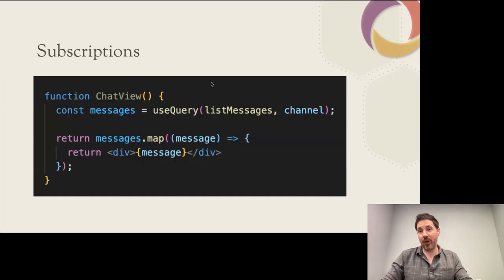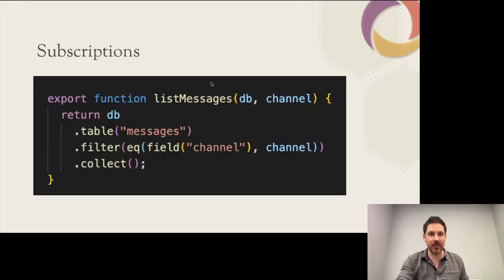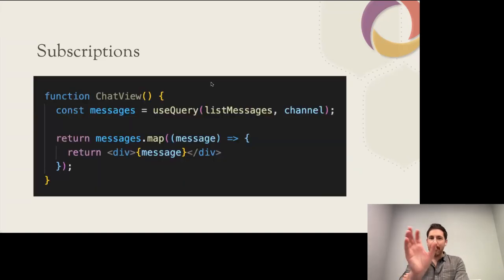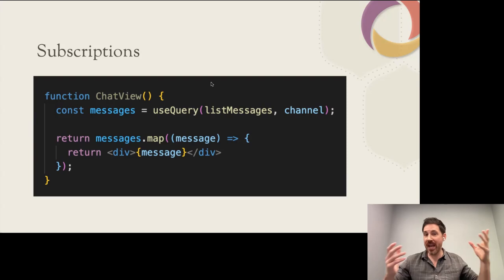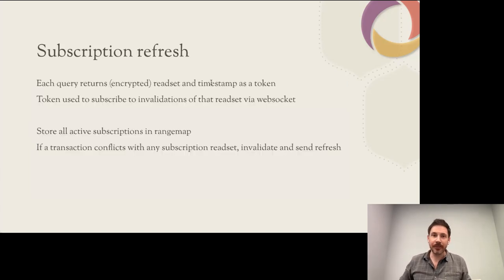So this is the code for a chat app in Convex. This is actual real code. It's actually mostly one line. It's mostly this use query line. And what this is doing is binding the list messages function, which is like the stored procedure, binding the output of list messages to a variable called messages. Right? And anytime messages changes, React will re-render the chat view, which will re-render a whole bunch of new messages for you. Right? So we do this over a WebSocket, and I'll show you basically how this works.